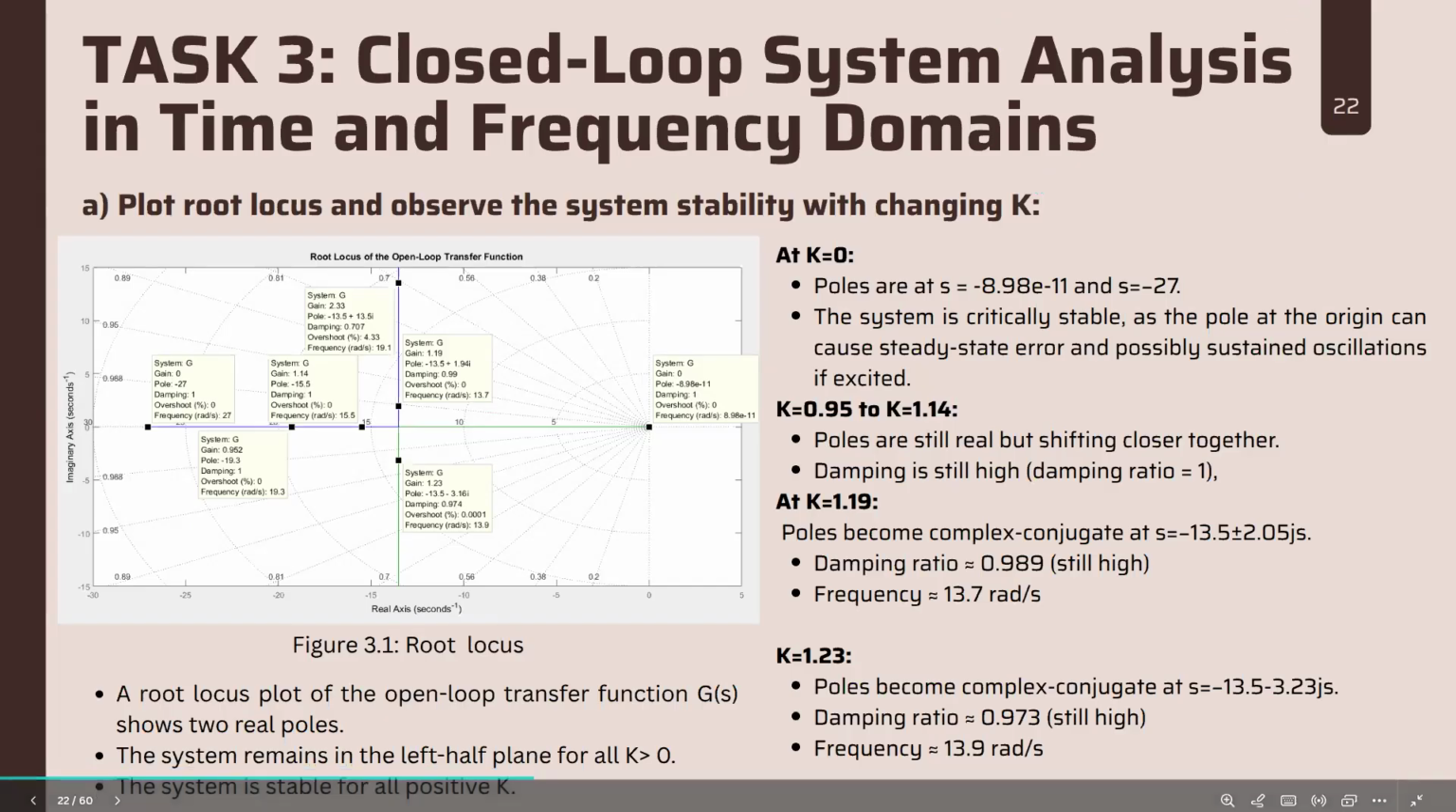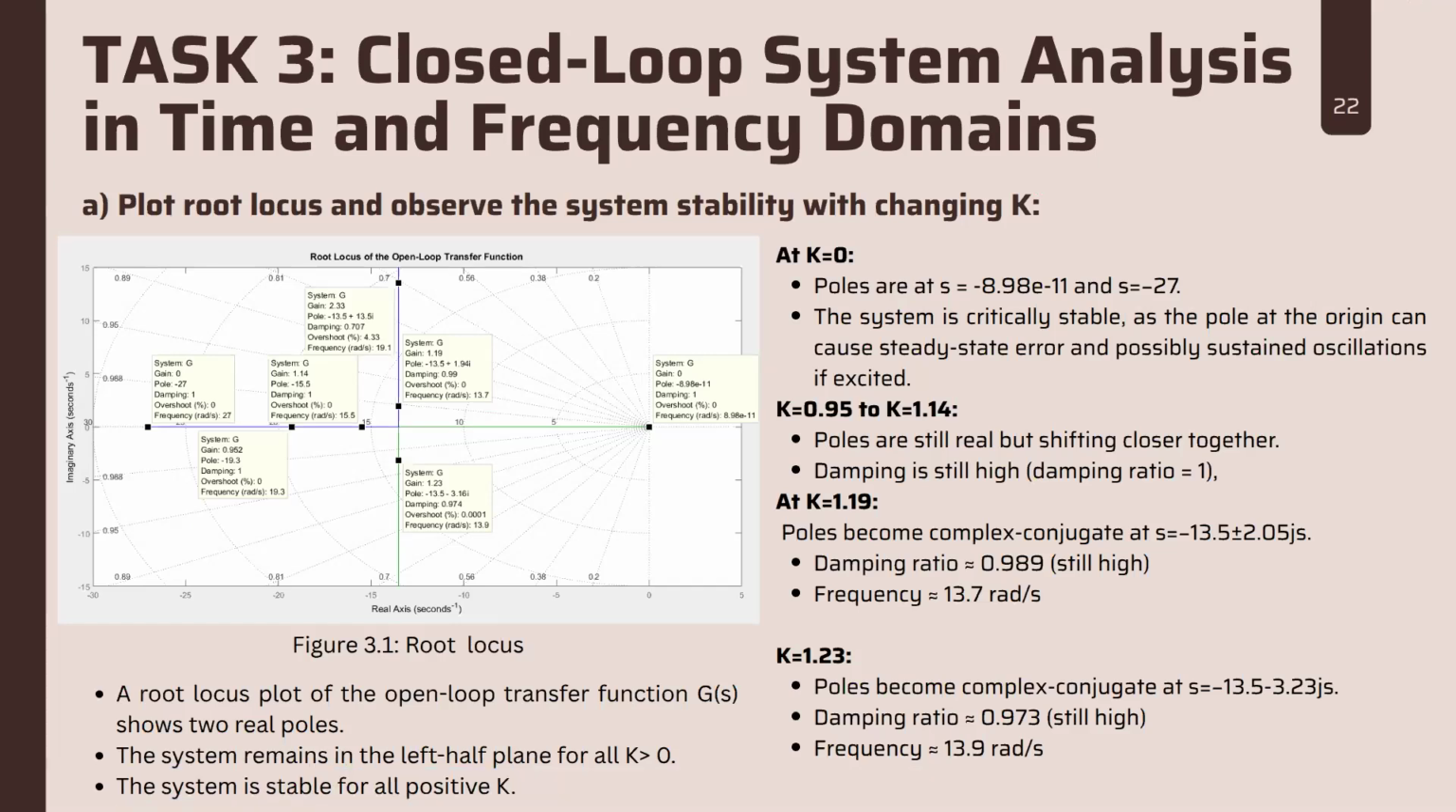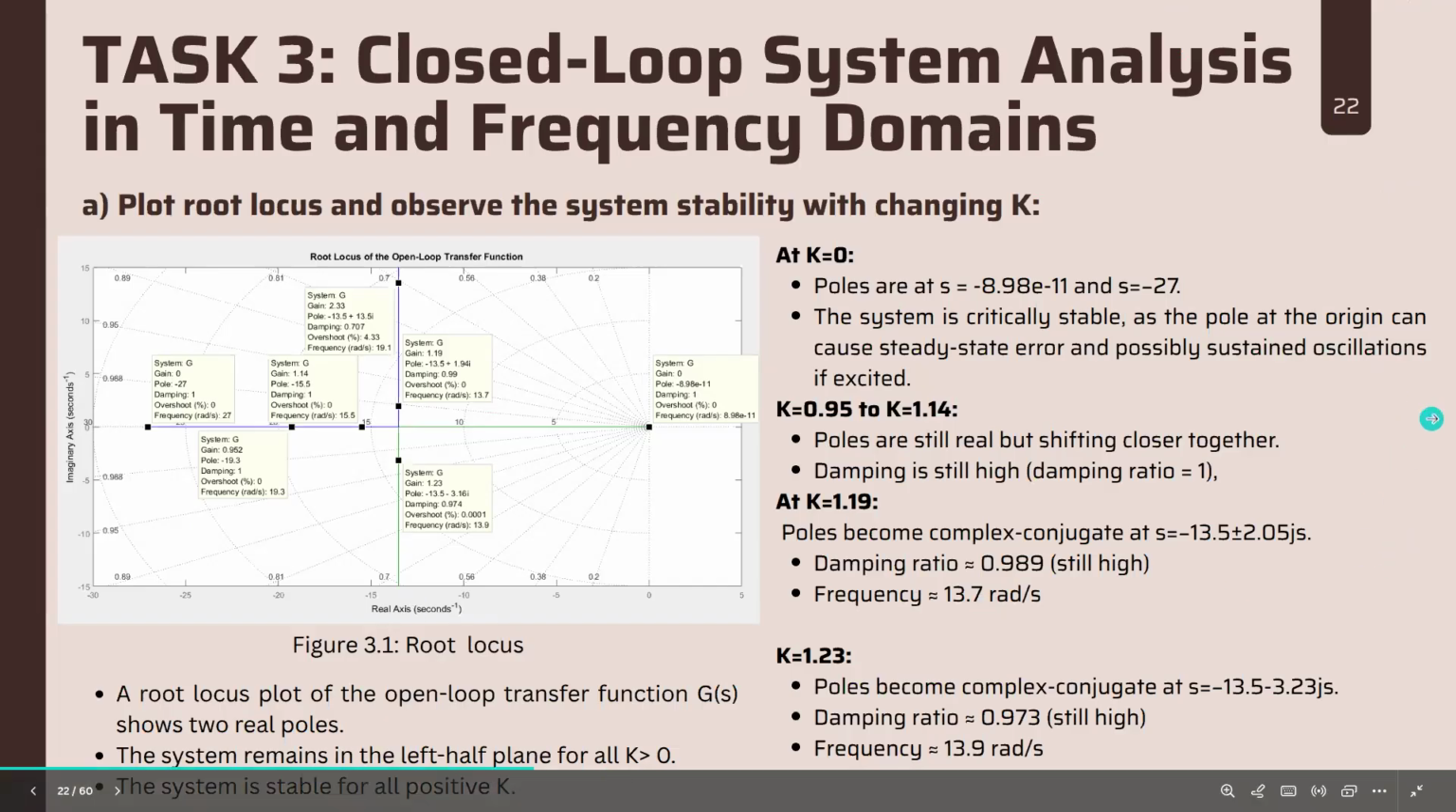At K equal to 1.19, the poles become complex conjugate at S equal to negative 13.5 plus j 2.05, so the damping ratio is 0.989, which is underdamped and still stable. For K equal to 1.23, the poles are complex conjugate at S equal to negative 13.5 minus j 3.23, and the damping ratio is 0.973, which is still underdamped and still stable. Overall, the system remains in the left half plane for all positive values of K, so the system is stable for all positive K. Next.